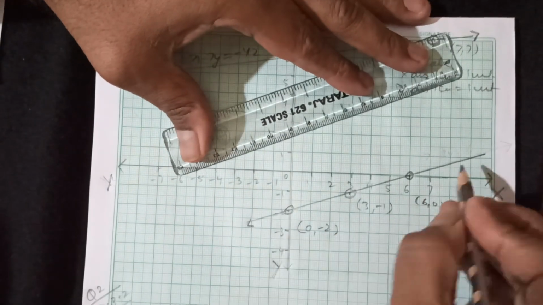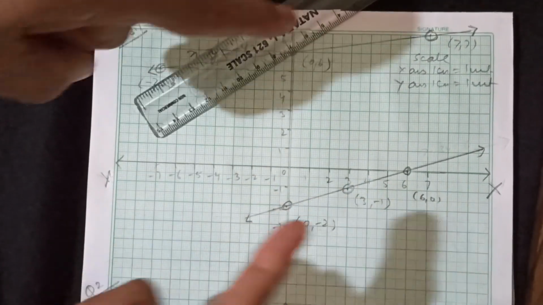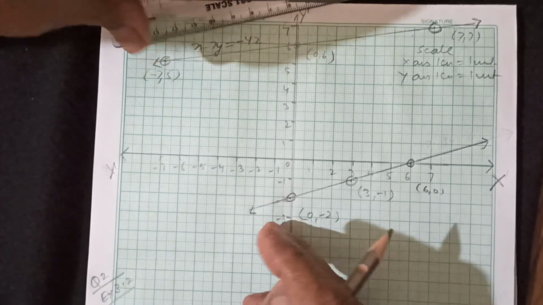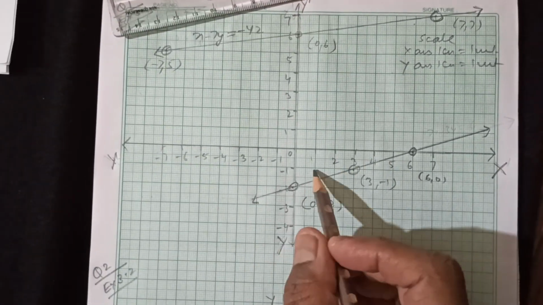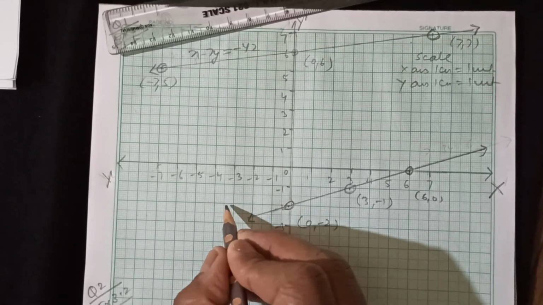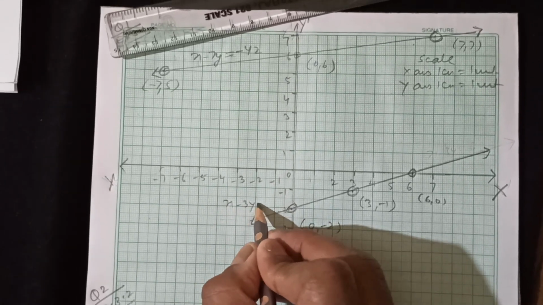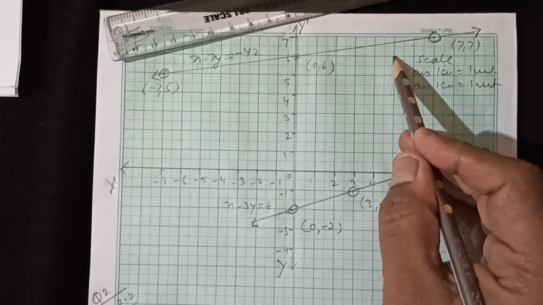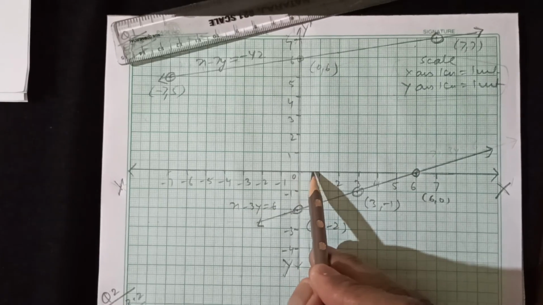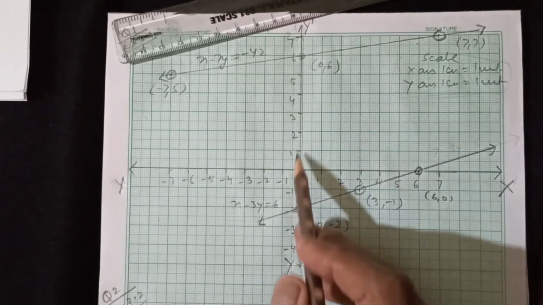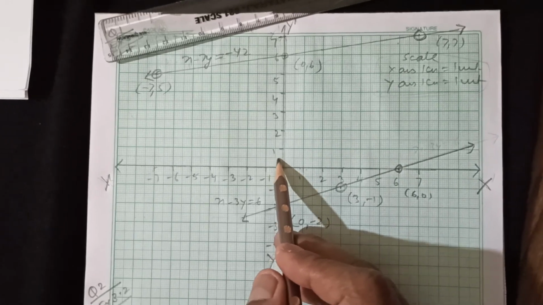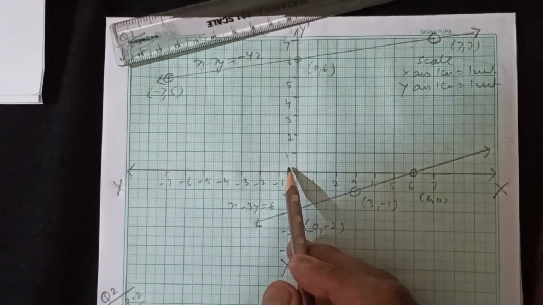Where are these 2 lines intersecting? If you extend these 2 lines, they will extend and intersect outside the graph sheet. So this is the graphical representation. Here also we must write the equation x minus 3y is equal to 6. Most importantly, we should write the scale also. X-axis 1 centimeter is 1 unit, y-axis 1 centimeter is 1 unit. So we must write these equations also.